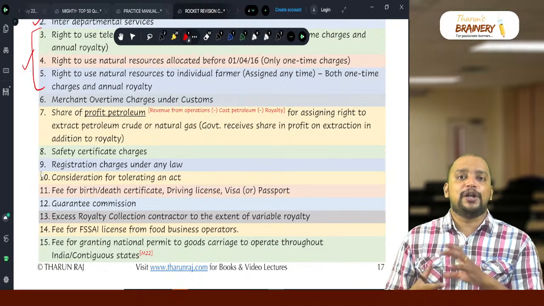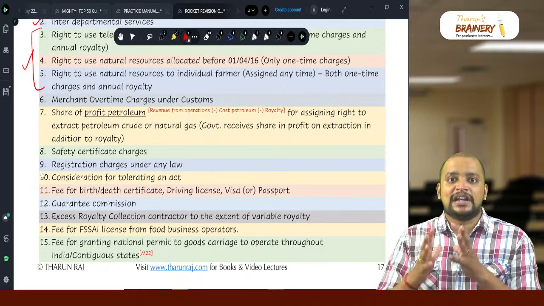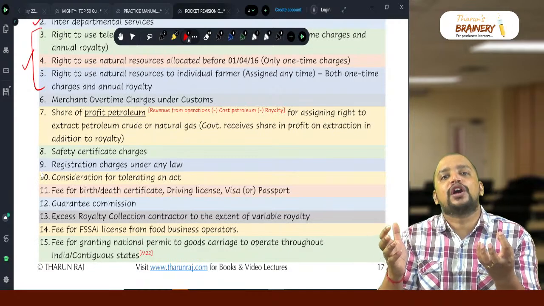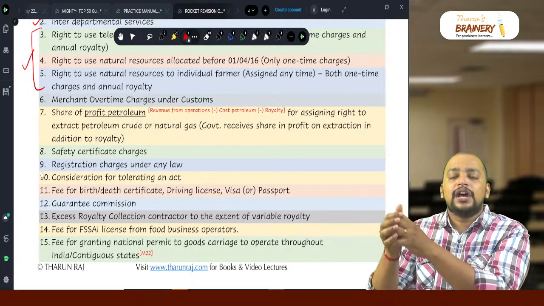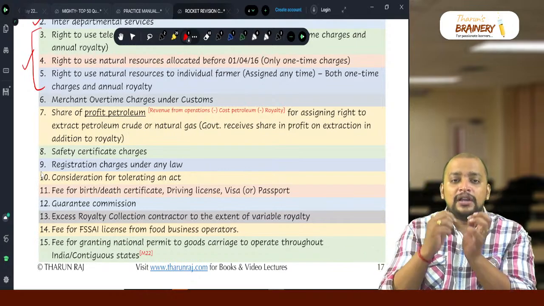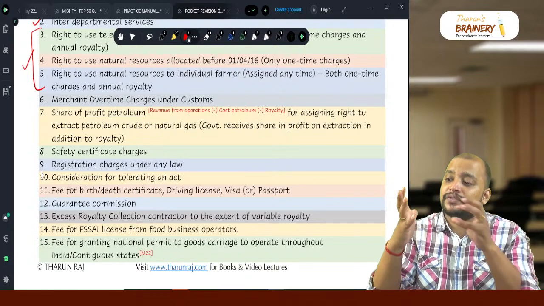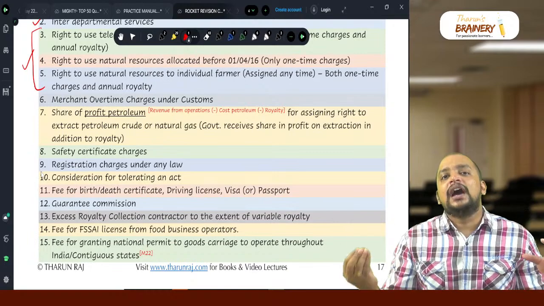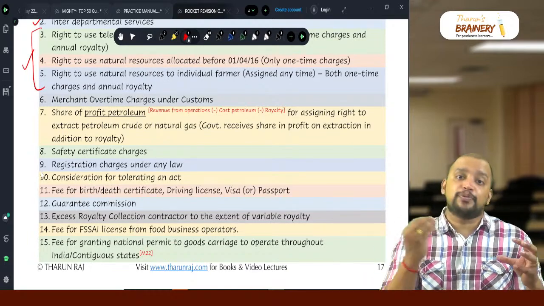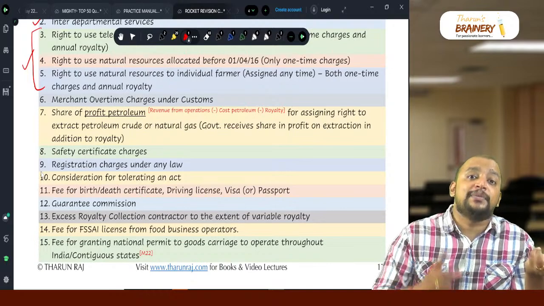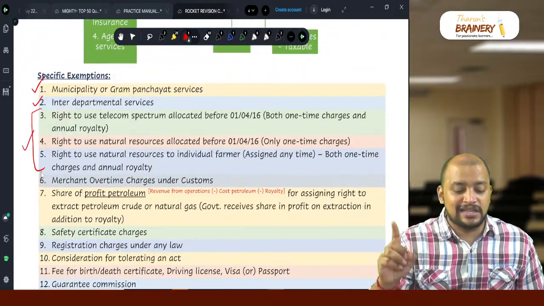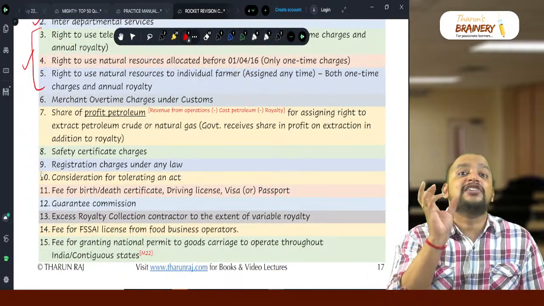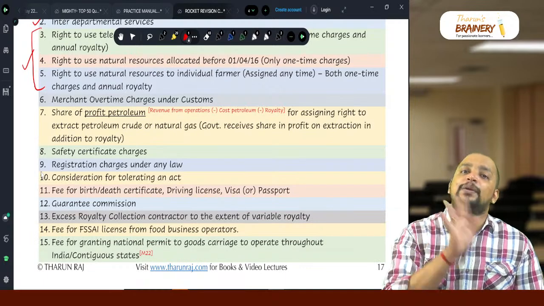Then share of profit petroleum. So here profit petroleum we need to understand. First of all, government will transfer the right to extract petroleum crude or natural gas to the leaseholder. So now they will be extracting the crude oil. For which crude oil or natural gas, the leaseholder will pay two types of consideration. Number one, royalty will be payable, and number two, they will be paying the share of profit. So this royalty which is received by the government is taxable because only one-time charges is exempted. That too before 1/4/2016. Otherwise it will be taxable. So royalty will be taxable, but the share of profit is there now. That share of profit will be exempted.